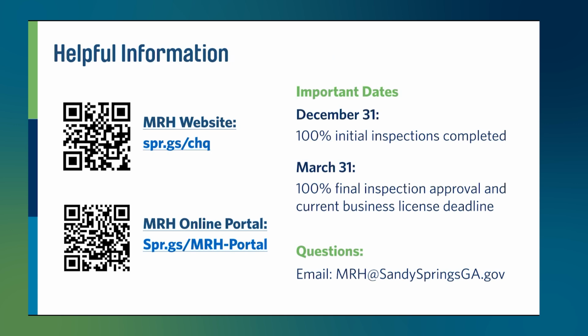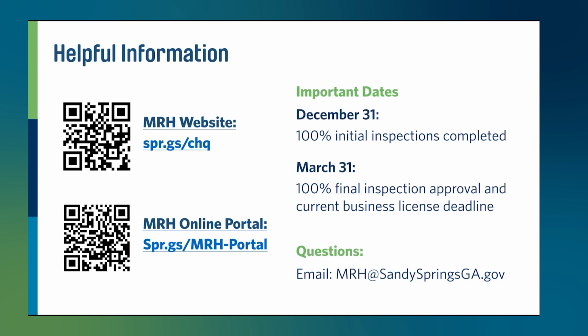Here again are the QR codes. I would like to just point out some important dates so that everyone is on the same page. December 31st each year is when we require that 100% of the initial inspections be completed. That means that every unit has been inspected. For the December 31st deadline, we do count any units that cannot be inspected as failed units. So those would count in that.